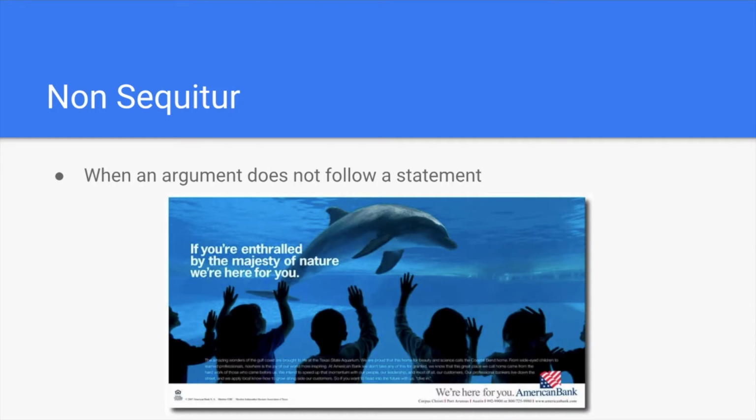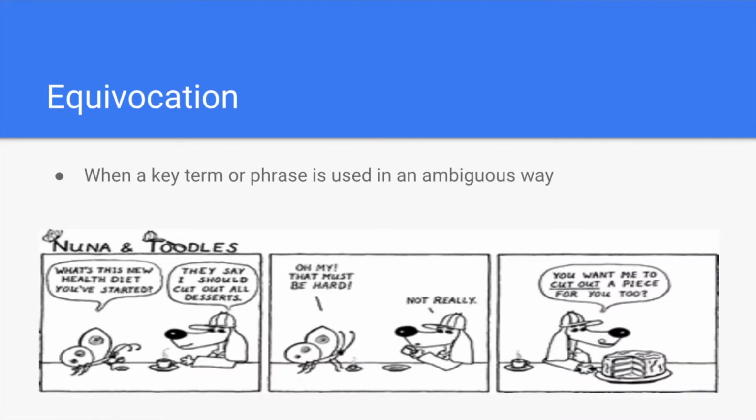Another one is non sequitur. Basically, it means when an argument does not really follow a statement. For example, here, this is for an American bank advertisement, and it says that if you're enthralled by the majesty of nature, we're here for you. It doesn't really make sense how we're here for you follows a statement that you're enthralled by the majesty of nature. So they don't really connect, but I guess it's kind of cool, and it gives people some way to think, oh, I want to do American Bank because they can see dolphins or something, but it doesn't really connect to each other.